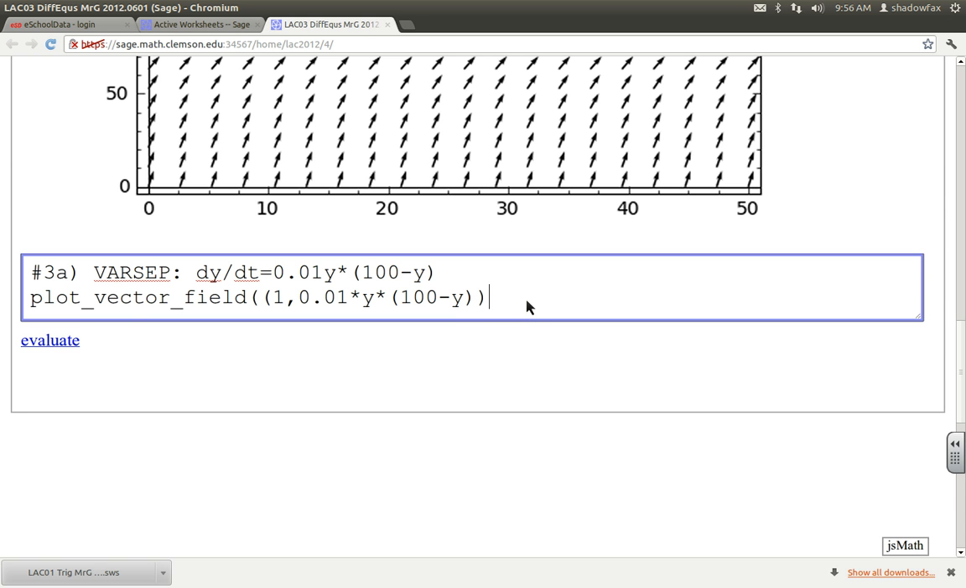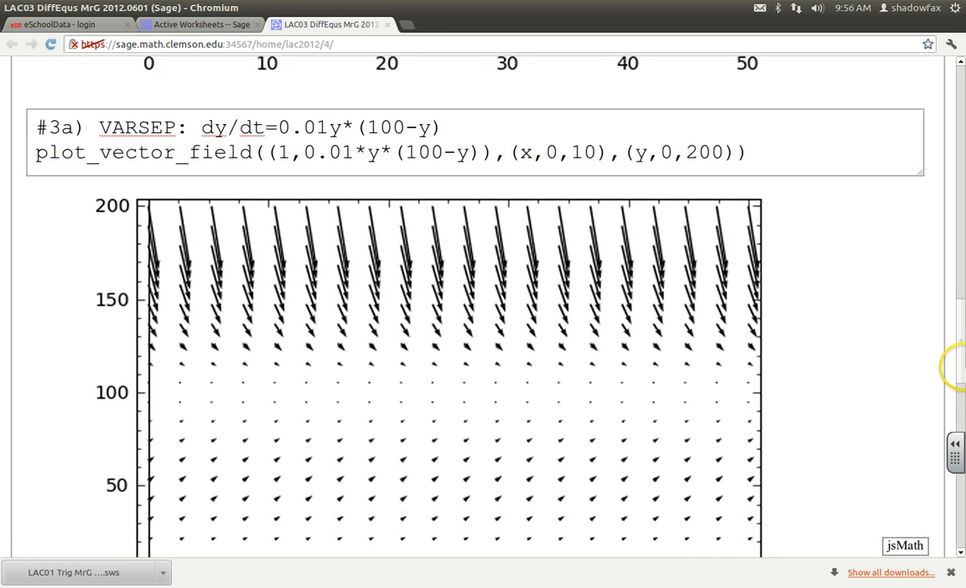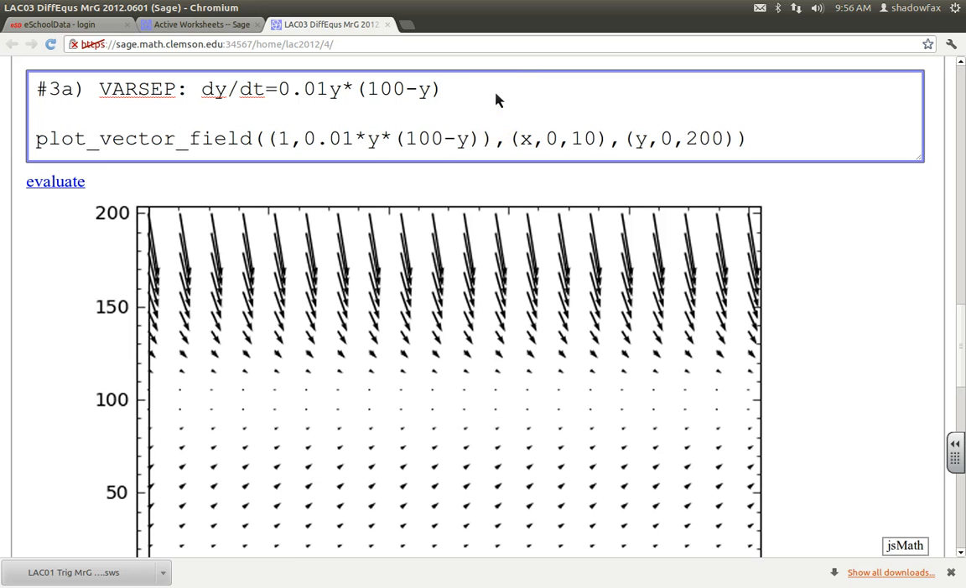So let's close that. Comma, how about a domain for x from 0 to 10? And how about a range in y from 0 to 200? And now maybe we should normalize this. The length of each vector is the square root of the x dt squared, which is 1, plus the y dt squared, which is, well, what's 1/100th squared? 1/10,000th. So 0.0001 times y squared times 100 minus y quantity squared.